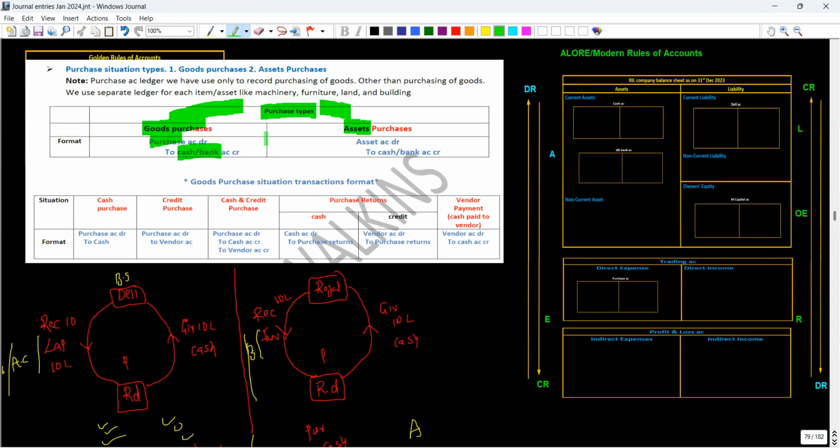In case the company is purchasing any item for usage, then the journal entry will come like this: asset account debit to cash or bank account credit. Asset, it can be anything. It can be furniture, it can be a building, it can be a vehicle, it can be anything. Okay, you have to get clarity on the differences between goods and assets here.